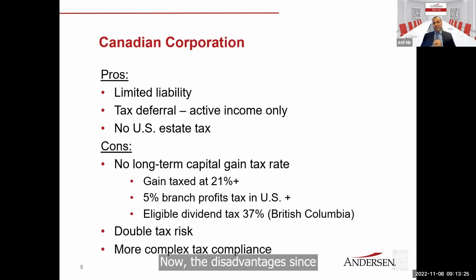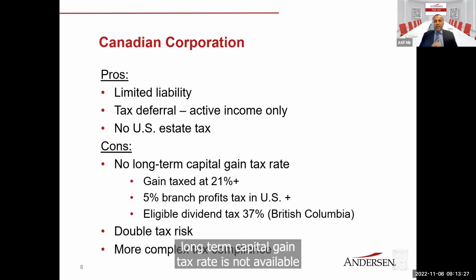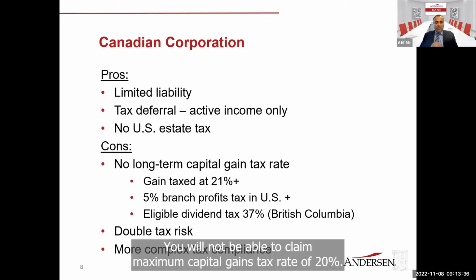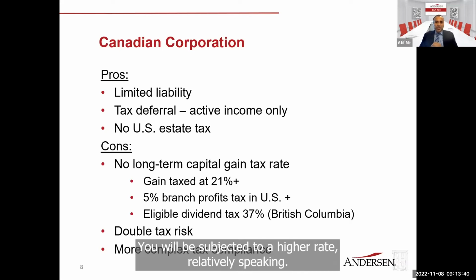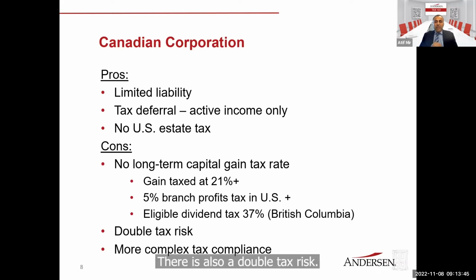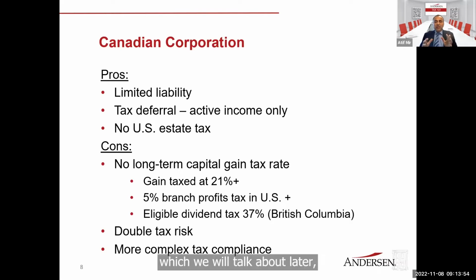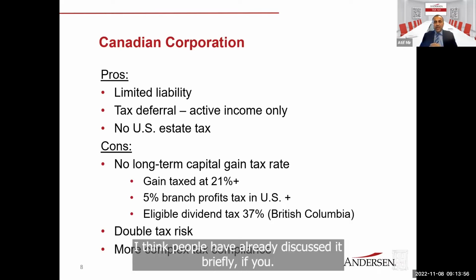Now, the disadvantage is that the long-term capital gain tax rate is not available, which was available in the case of personal ownership. So that is a bad thing. You will not be able to claim the maximum capital gain tax rate of 20%. You will be subjected to a higher rate, relatively speaking. There is also a double tax risk. Again, Philip alluded to it, that if you have FAPI income, which we will talk about later, I think Philip already discussed it briefly.